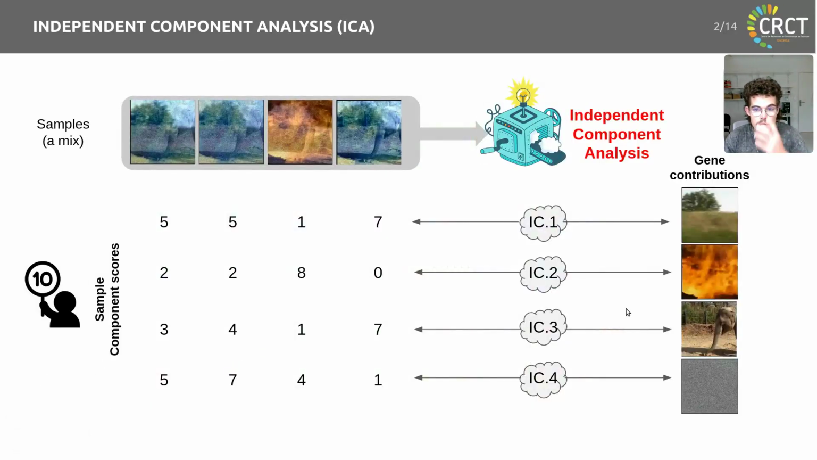For this, ICA, like principal component analysis, is a matrix factorization method, where mixed data is split into gene contributions, representing the gene relevance for each component, and sample component scores, which are just indicating the component abundances across samples.